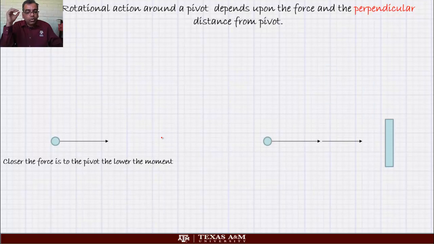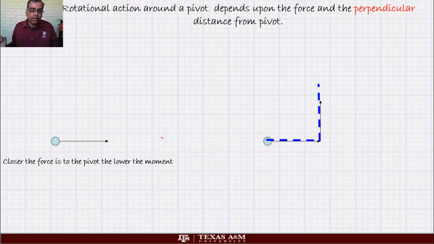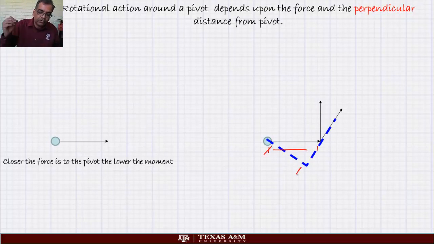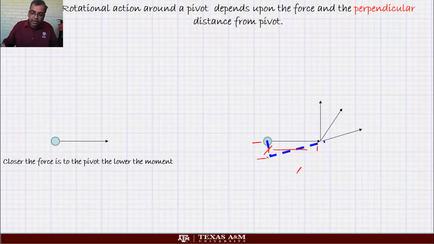Now, how do I quantify these two things? Everything depends upon what is called perpendicular distance. That is this distance. Now you can see it's a fairly large perpendicular distance. If the angle changes, you can see that this distance is now slightly smaller, and now the distance is small. And when it's completely parallel, the distance is 0. Notice even here it was the same thing. So the most important idea is that not only the force, but what is its perpendicular distance from the pivot.